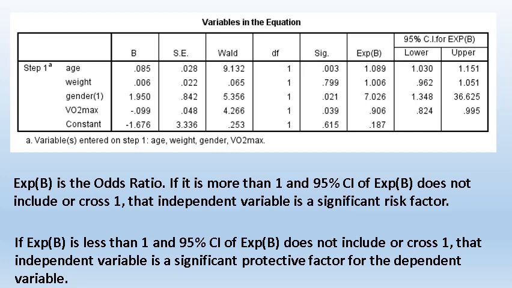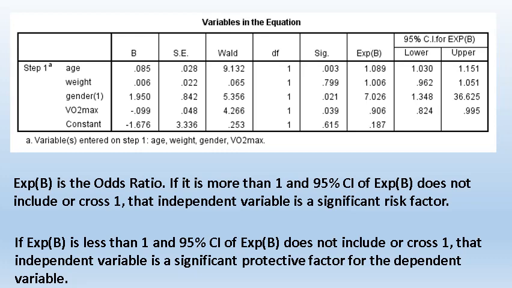it varies from 1.348 to 36.625. So that range is not including the null value of 1. So gender of 1, that is being male, is a risk factor for development of heart disease, and the risk is 7.026 times. Odds is 7.026 times compared to females.